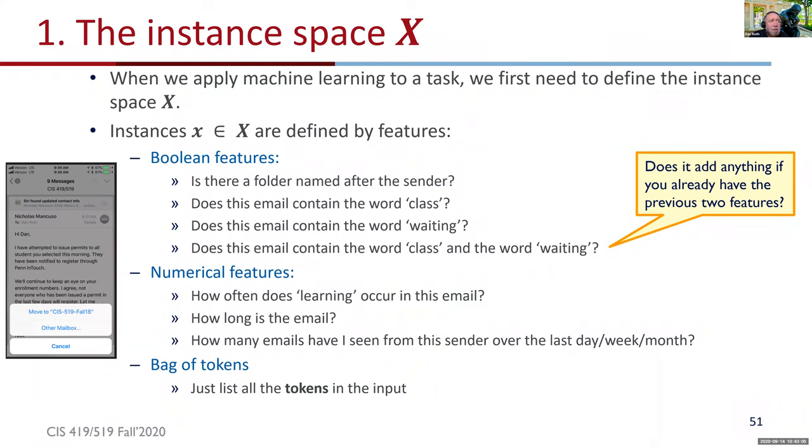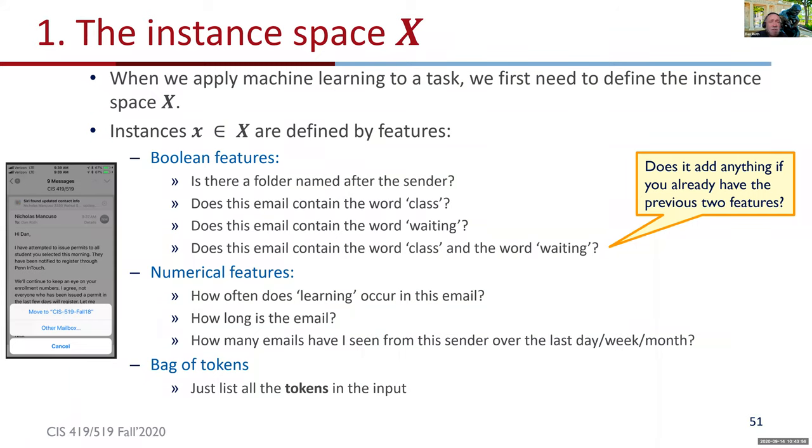We're going to come back to it, but it's something to think about. Given that I already mentioned, does this email contain the word class? That's a Boolean feature, either yes or no. Does this email contain the word waiting? Yes or no. Does the last feature here, does this email contain both the word class and the word waiting? Does it give us something? Does it add any value beyond these two? It's not a trivial question. It's actually a meaningful question because you can say, well, there's no more information here, but keep this in mind and I want to come back to it a little bit later.